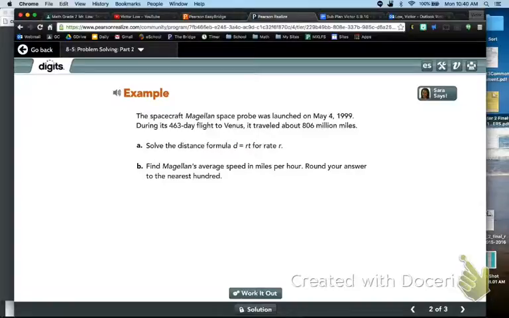Here we have a spacecraft Magellan that was launched on May 4th, 1999. And during its 463-day flight to Venus, it traveled about 806 million miles. So if distance equals rate times time, and they want us to find the average speed in miles per hour, round your answer to the nearest hundredth. So we want to solve for R. We want R is equal to. That's what they're saying. Solve in terms of R.